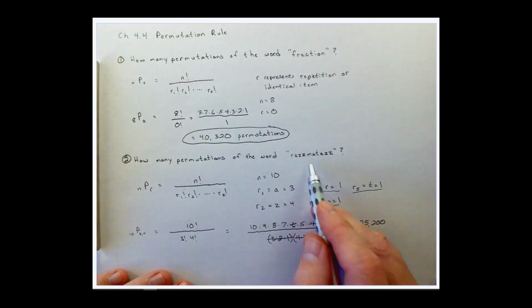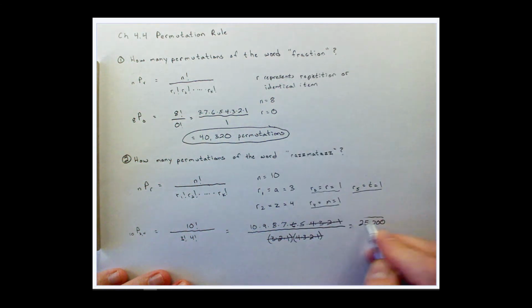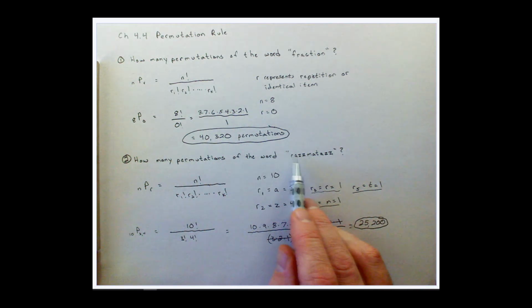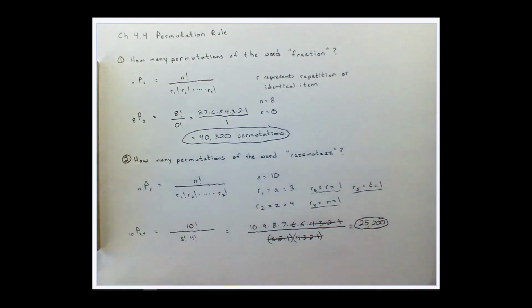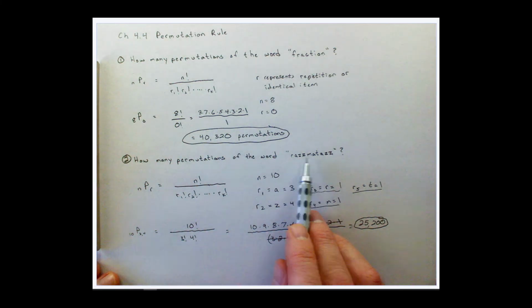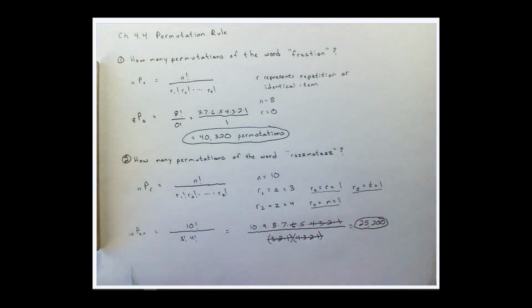So if we look at the first word, it only has 8 letters. This one has 10 letters, but there are fewer permutations because I can only move Z around so many spots. Once a Z fills that spot, then that spot is no longer available. So I just can't keep rotating the same letter through there. Those are 2 forms of permutation. Let's look at one other example.